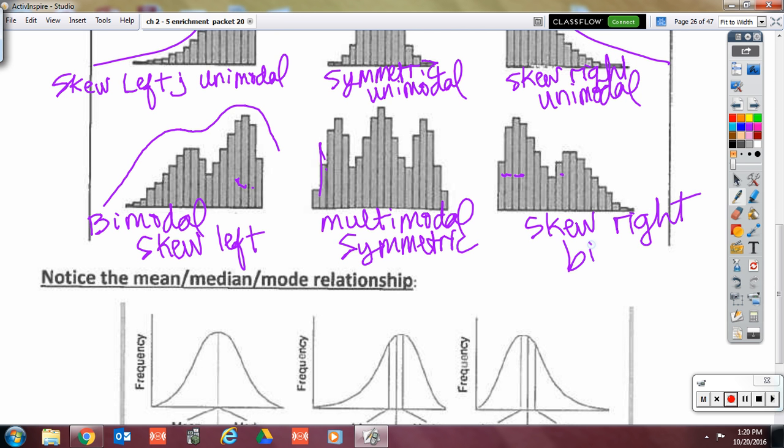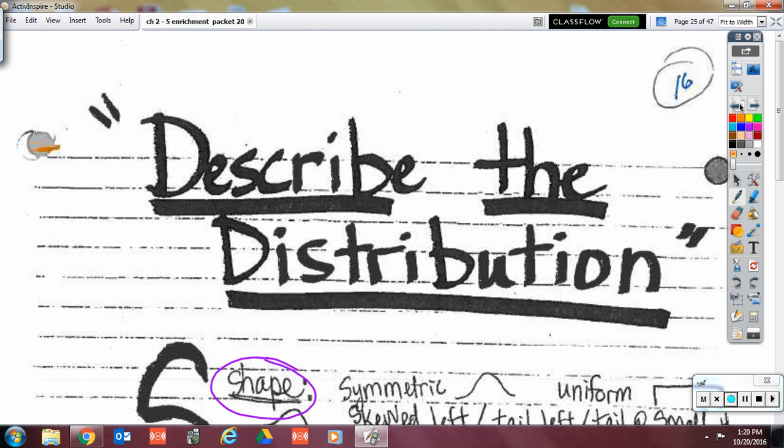Bimodal, okay. Very good. Okay, nice. So that's the kind of language that you use when you describe a distribution's shape. Okay, that's the first thing with our socks. Describe a distribution's shape. All right.